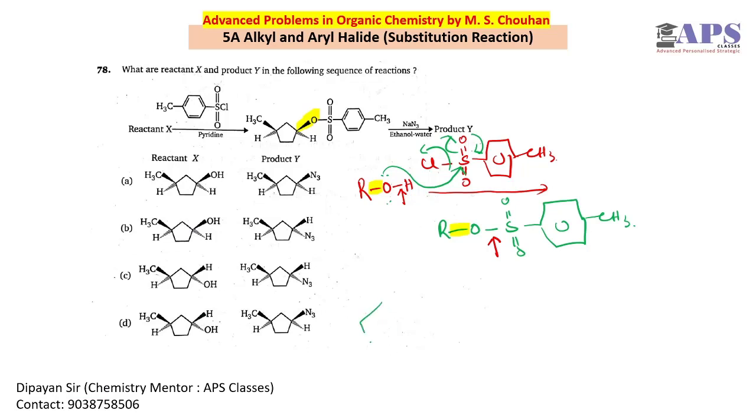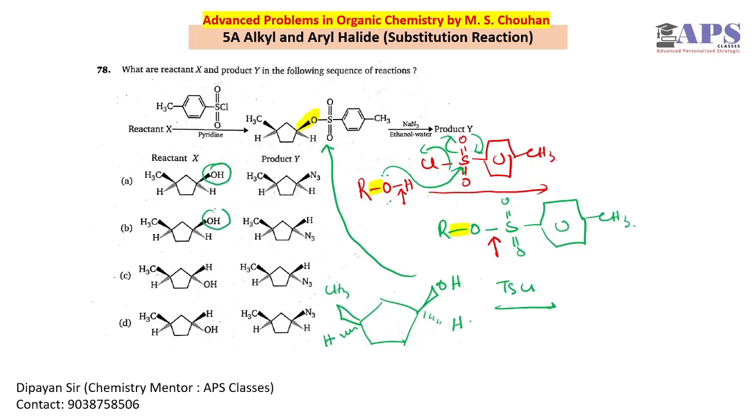Okay, initially this alcoholic part should be present like this. Okay, above the plane CH3 and below the plane hydrogen. Now if we react with tosyl chloride, this kind of product is formed. Okay, so initially the OH will be above the plane. So OH is above the plane, OH is above the plane, these two may be correct. Now NaN3 is used, N3 minus azide ion, and we have an SN2 reaction here.